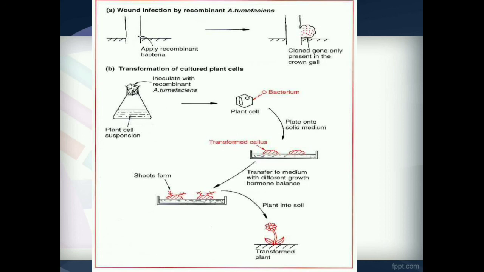Transformation of the cultured plant cell can also take place by recombinant Agrobacterium tumefaciens in the plant cell. It is plated onto the solid medium, that is the agar medium, so that the callus grows. After the callus grows, in this hormonal balance shoots appear, and we call it plant tissue culture. That is how a transformed plant is grown in the soil. So this is known as transformation.